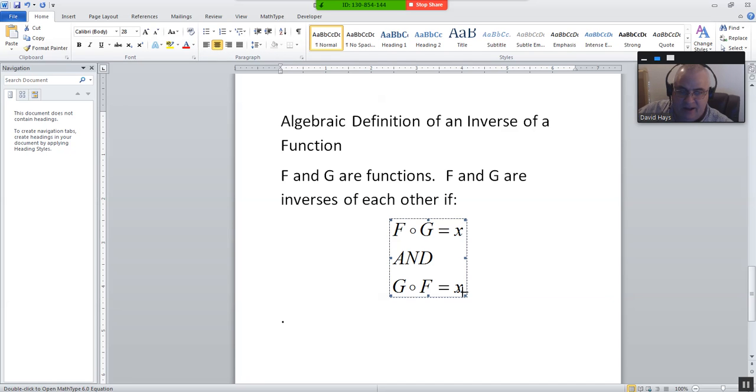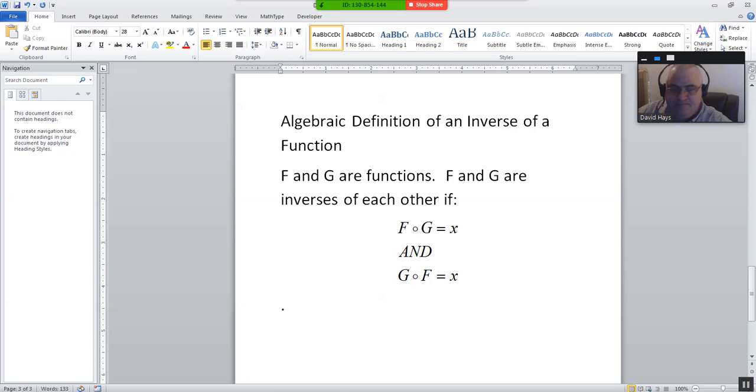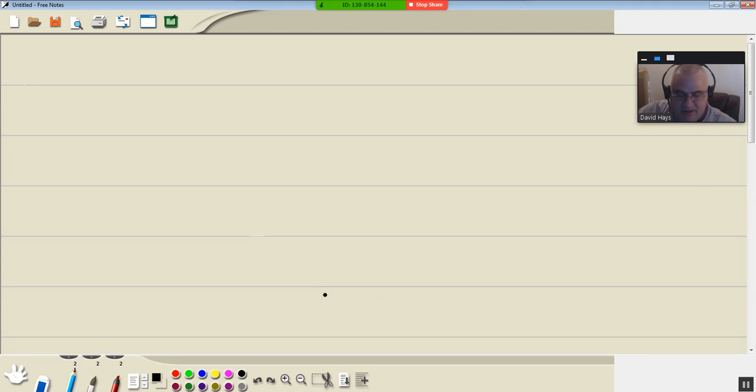So we need to find the composition to determine if two functions are inverses of each other, algebraically. Let's take a look at an example. Say we got f of x is equal to 3x minus 1, and g of x is equal to (x plus 1) over 3. And the question is, are they inverses of each other? Well, I have to find a composition going both ways.